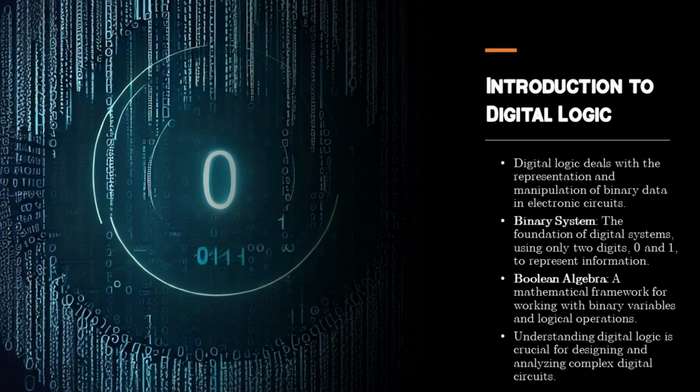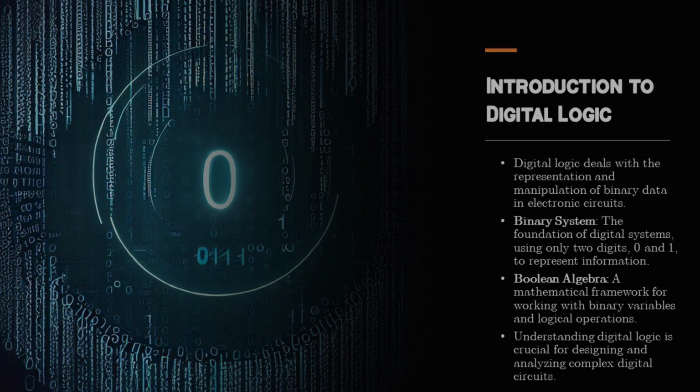Introduction to Digital Logic. Digital logic is a field that deals with the representation and manipulation of binary data in electronic circuits. It forms the foundation of modern digital systems, including computers, smartphones, and other electronic devices. At the heart of digital logic lies the binary system, which uses only two digits, 0 and 1, to represent and process information. We also rely on Boolean algebra, a mathematical framework for working with binary variables and logical operations to analyze and design digital circuits.